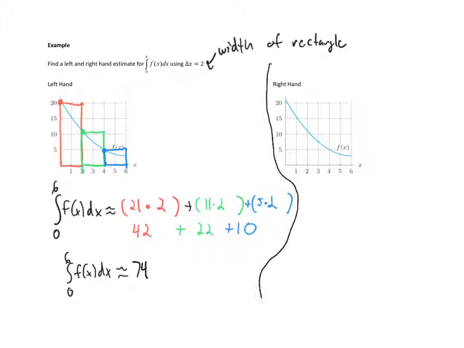Let's look here. We're going to split this up again into rectangles of width 2. We're going to have a rectangle from 0 to 2, a rectangle from 2 to 4, and a rectangle from 4 to 6. But now instead we're going to use the right-hand endpoints. So I'm going to split this rectangle up like this using the right endpoint. For the green, using the right endpoint, it would look like this. And then for the blue, I would use this right endpoint.